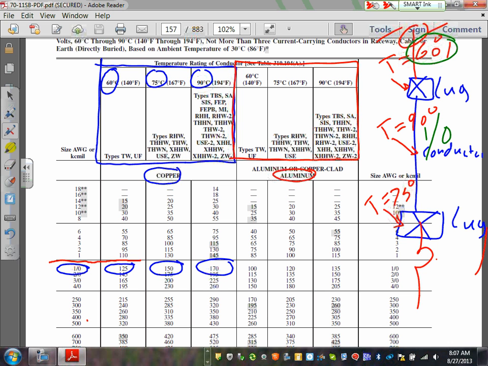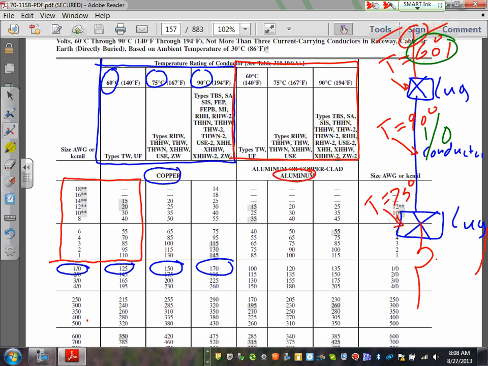If your conductors are number one all the way, this is default number one. If your conductor is number one and smaller, and you have no idea what the lugs are, nobody told you anything, what's your default? 60 degree column, right here. Any question, guys, about this one?